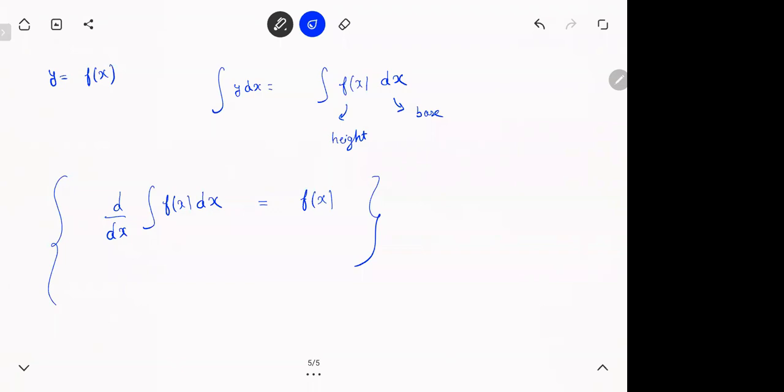Tomorrow's exam doesn't have integration. It's only up to differentiation, whatever I taught you till the last class. You'll be getting the test schedule. I already made it yesterday for PCB.